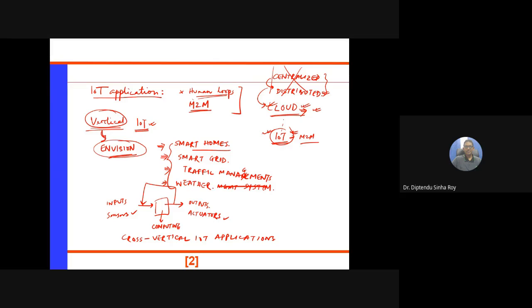In the case of smart parking, we have to have different sensors placed across the parking lot to find out how many cars are parked and how many parking places are there. Based on that, we can make an estimate of how many parking lots are free. So this can be integrated into the traffic management system, right?